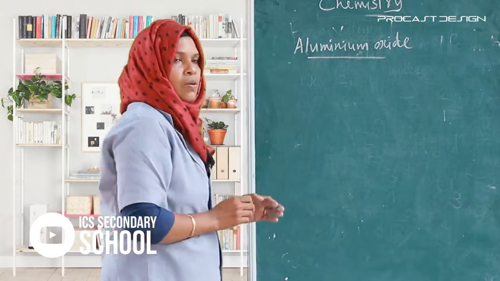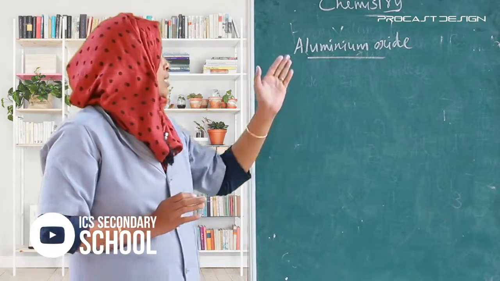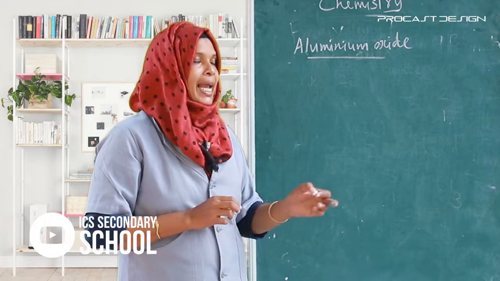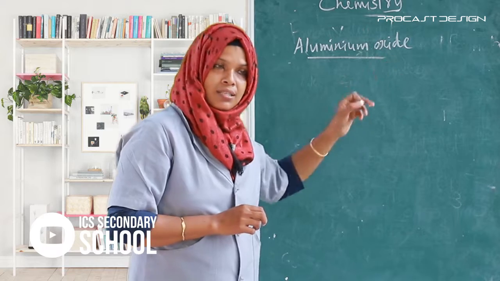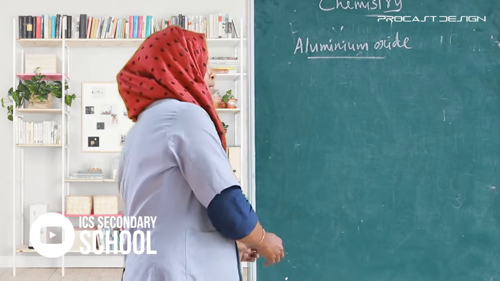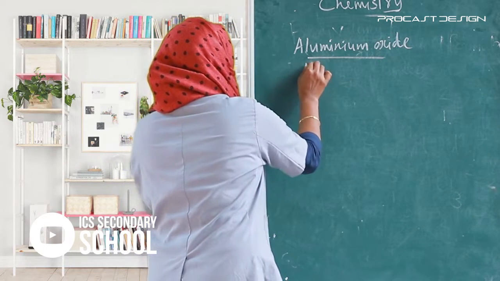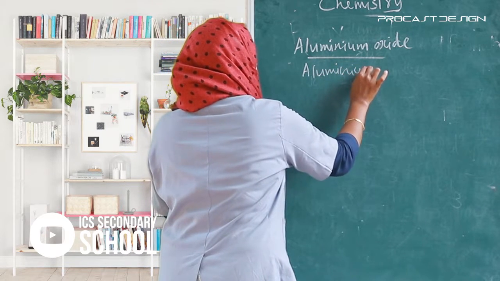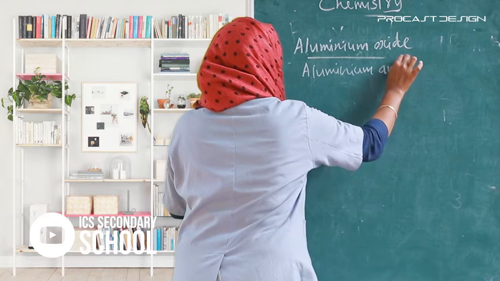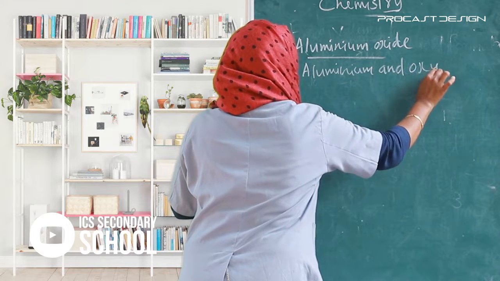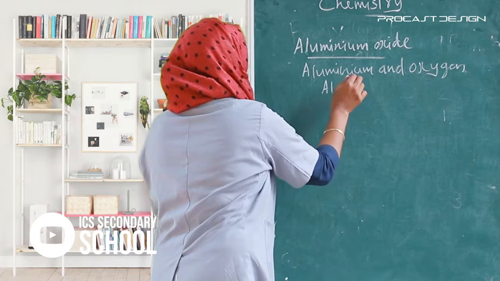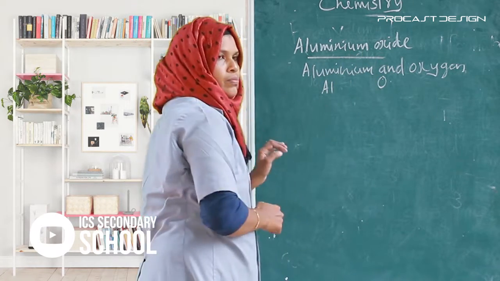Which are the constituent elements in aluminum oxide? Aluminum and oxygen. The constituent elements are aluminum and oxygen, and its symbols are Al and O.